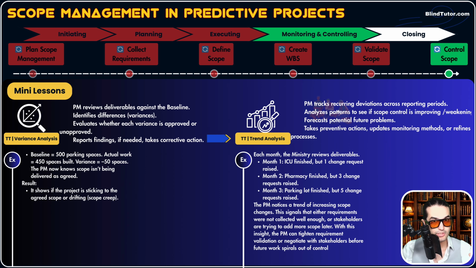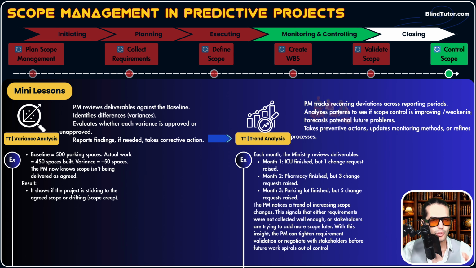Why were these change requests raised? Because our client, our stakeholders, didn't like something in that deliverable, so they raised a change request to make some adjustments. So as you can see, in step 1, you track recurring deviations. You tracked the number of change requests. This is step 1.